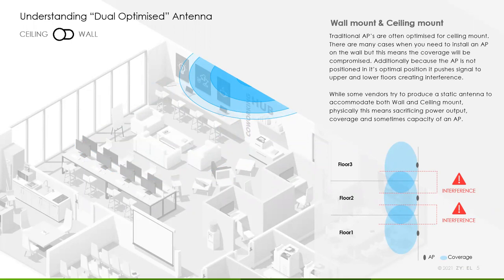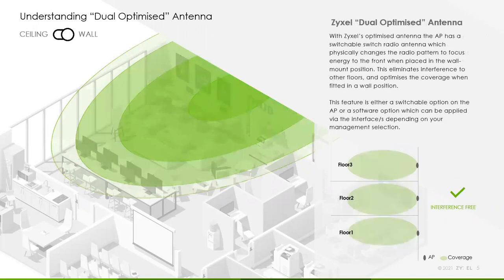One of the solutions we had to that is something called dual optimized antennas. With dual optimized antennas, we have two sets of antennas built into the AP instead of the standard one you'll find on most of our competition. One antenna is designed to be mounted onto the ceiling in the traditional way. And then we've also got a second antenna that's optimized for if you're mounting it on a wall. So you can switch between that antenna pattern based on where you're installing the access point. No matter if you're mounting it on the ceiling or on a wall, you have an optimized antenna pattern that's going to give you the best performance in that situation.